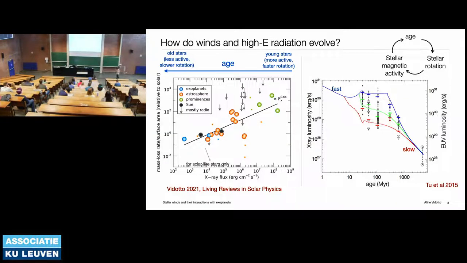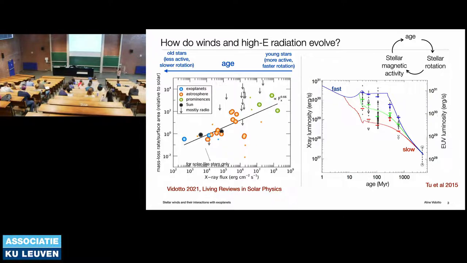Now, I mentioned high-energy radiation and I mentioned winds, but one of the things I would like to show here is how these two concepts evolve with time. I'm going to start first with the plot on the right. When we talk about cool stars, there is a feedback loop. We know that the stellar winds carry away mass, but more importantly, for low-mass stars, they carry away angular momentum. Therefore, the star starts to spin down as it ages.